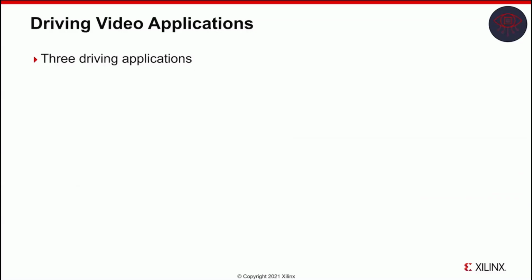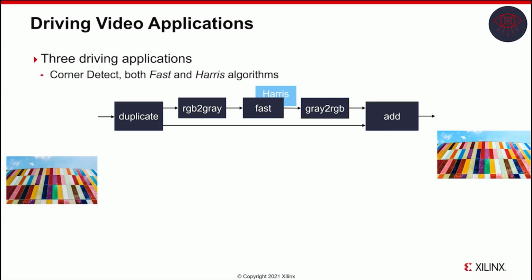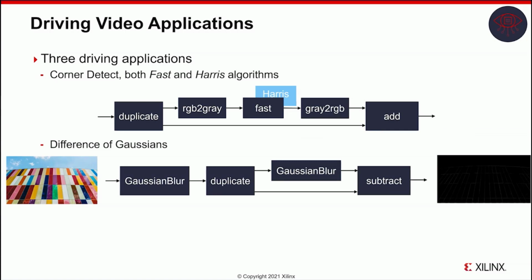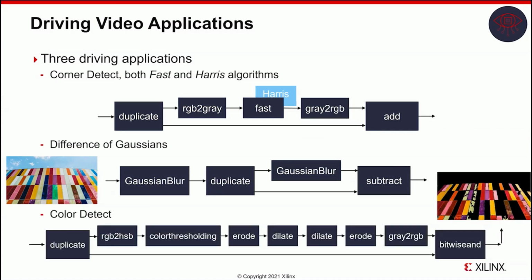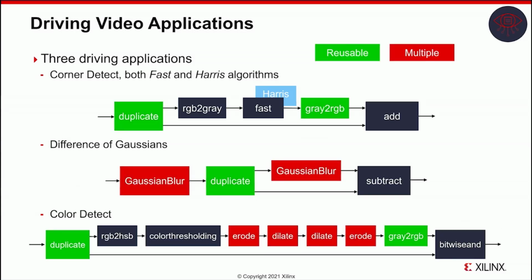When we designed the composable video pipeline, we had three main driving applications in mind. Corner detect, with support for both FAST and Harris algorithms, difference of Gaussians, and color detect. From these three applications, you can see some functions that can be reused in green and other functions that require multiple instances in red. Based on these three applications, let's now explore how we can use the composable overlay to enable them.